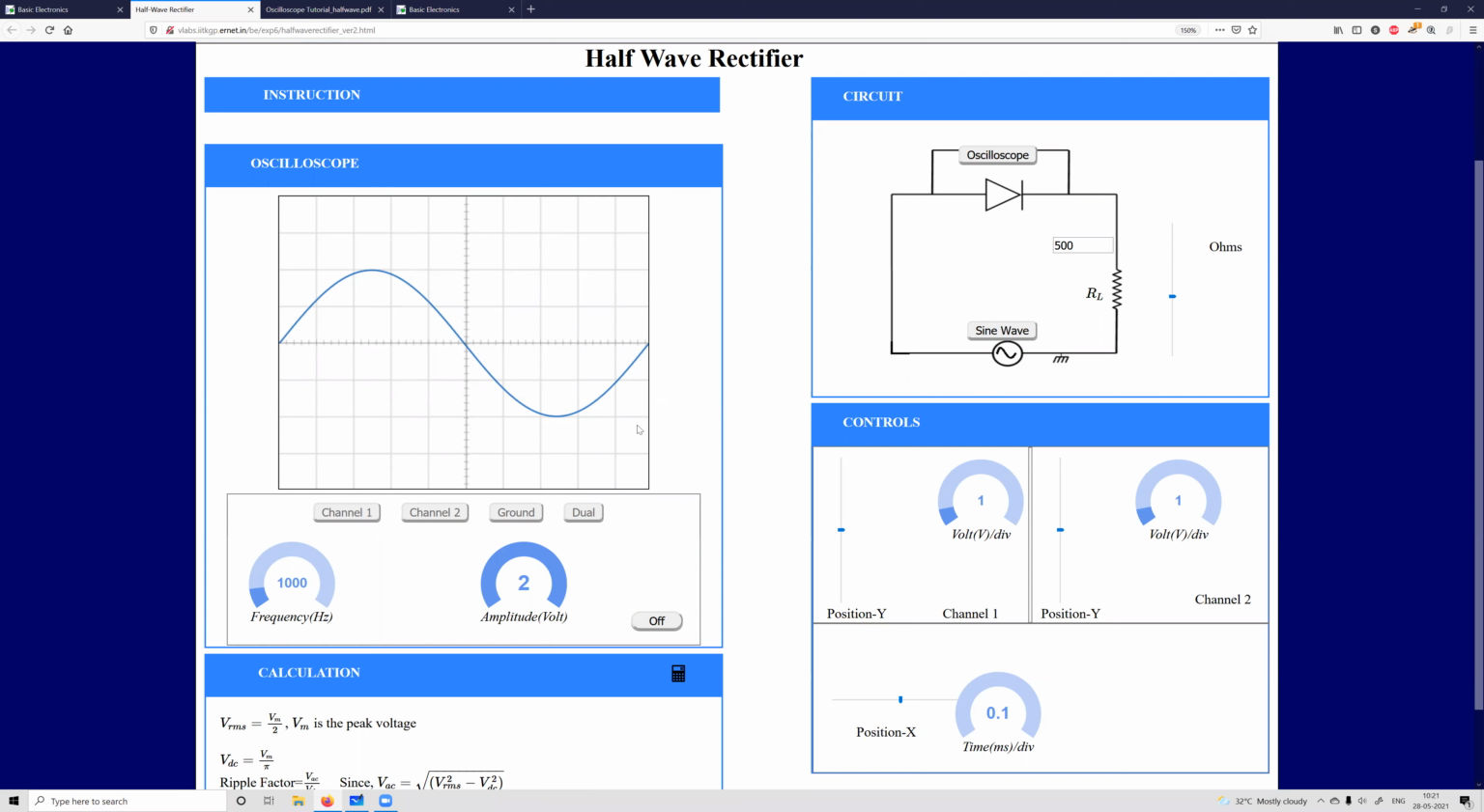So how much time is one complete cycle taking? Can anyone write in the chat? If one big division is 0.1 millisecond, how much time is one complete cycle of this waveform taking? Please write in the chat.